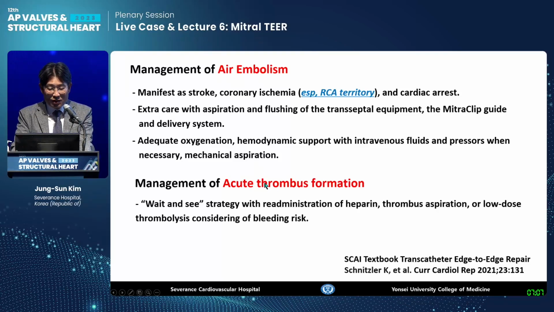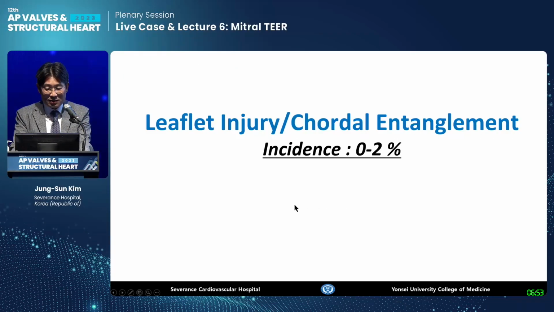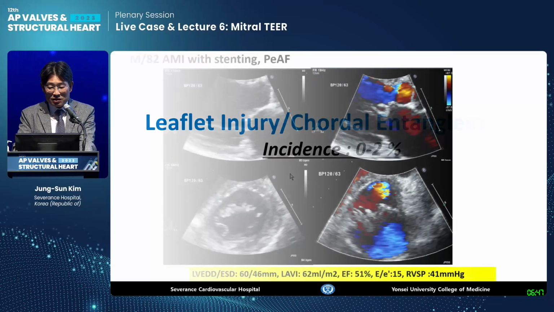Otherwise, I think we also encounter acute thrombus formation around the tip of the device. In this case, we usually use a wait-and-see strategy with administration of heparin or thrombosuppression or low dose thrombolysis. Leaflet injury and chordal entanglement also occur with an incidence of 0 to 2%.